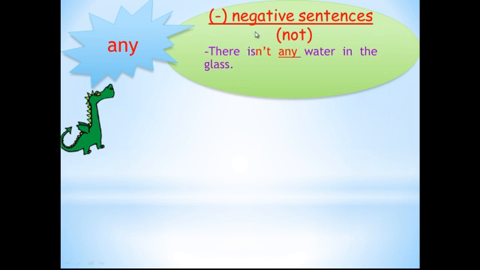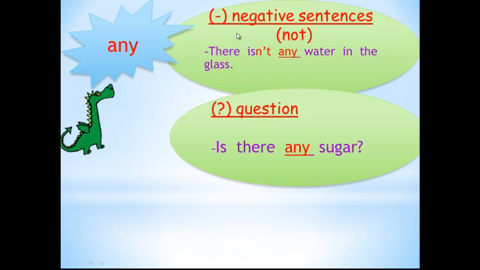What about any? We can use any with negative sentences. Negative, I put here minus, means negative. That means I will use not. Like there is not or there isn't any water in the glass. This is number 1 with negative sentences. Number 2, in question. I can use any in the question. Is there any sugar?